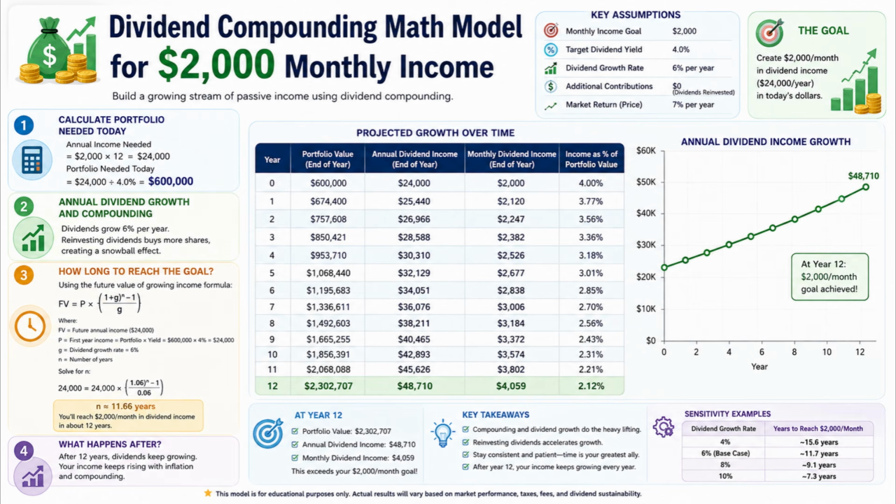$3,184 per month. Furthermore, by year 10, the projected portfolio value becomes approximately $1,856,391. The annual dividend income rises to about $42,893, or roughly $3,574 per month. Finally, at the end of year 12, the projected portfolio value reaches approximately $2,302,707. Annual dividend income increases to around $48,710. This is equivalent to approximately $4,059 per month, which is more than double the original monthly income goal.